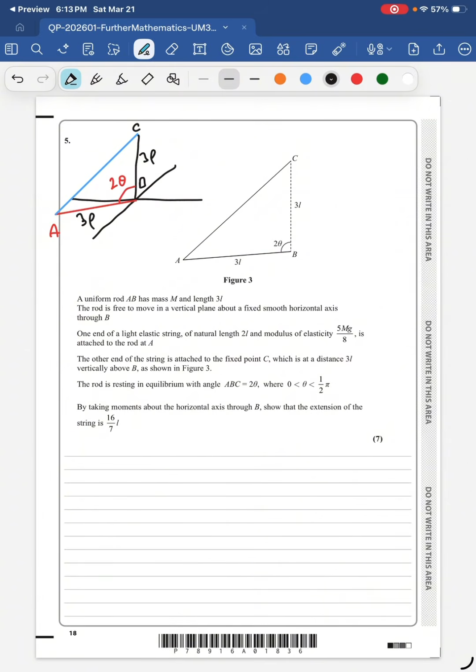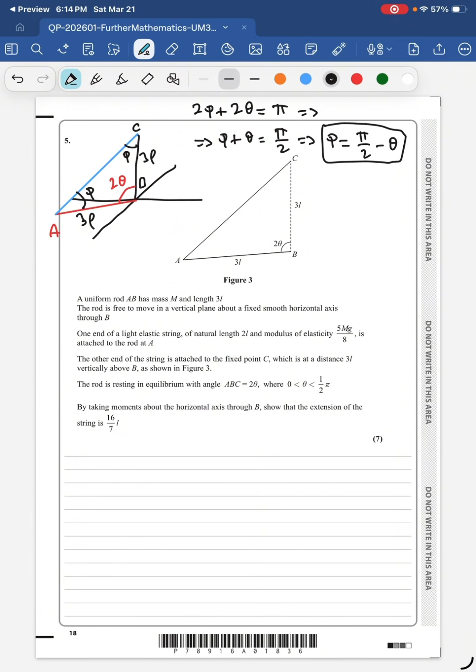I think so. It's an isosceles triangle, which means that these angles, let's call them phi, are equal to each other, okay? And in fact, 2 phi plus 2 theta is equal to pi because it's a triangle. So phi plus theta is pi over 2. So phi is pi over 2 minus theta. Okay, we will need this in a moment.